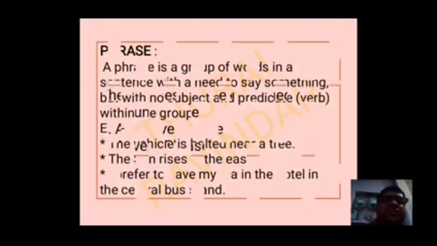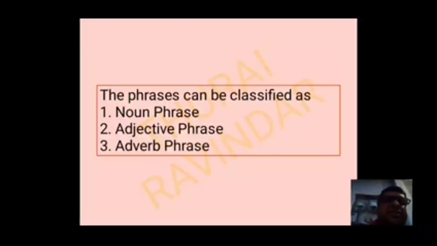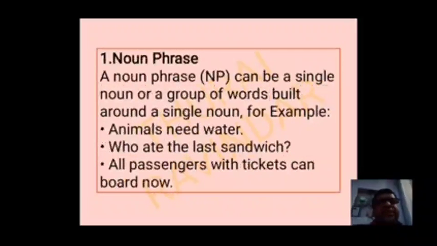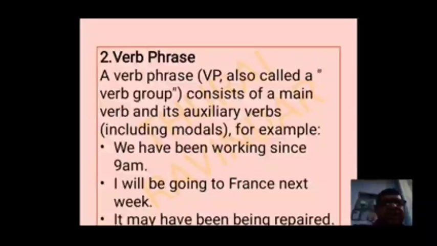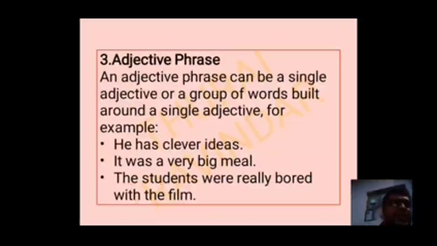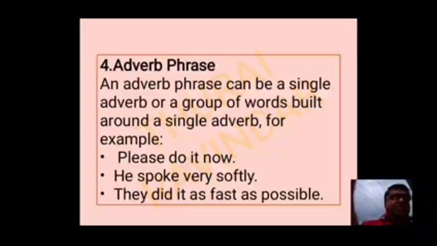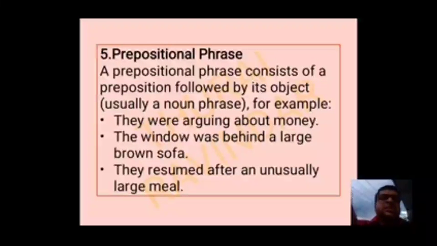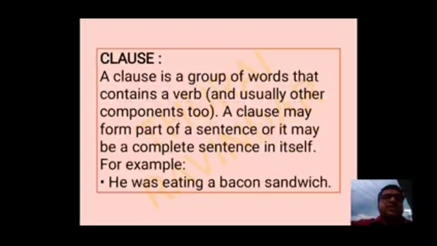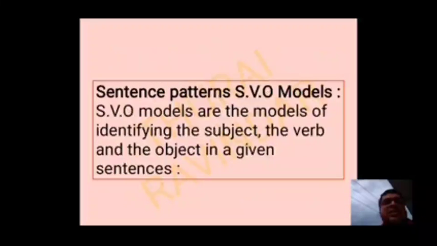We have discussed adjectives particularly also. So, we learned what a phrase is. Phrases can be classified into types: noun phrase, verb phrase, adjective phrase and adverb phrase. We have discussed what a noun phrase is, what a verb phrase is, and the adjective phrase also. We learned what prepositional phrases are, and we have discussed the clause also.